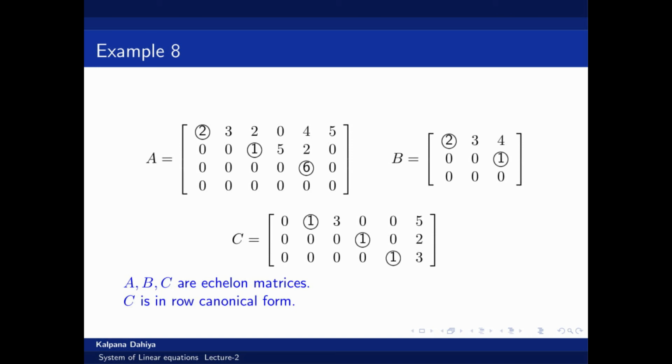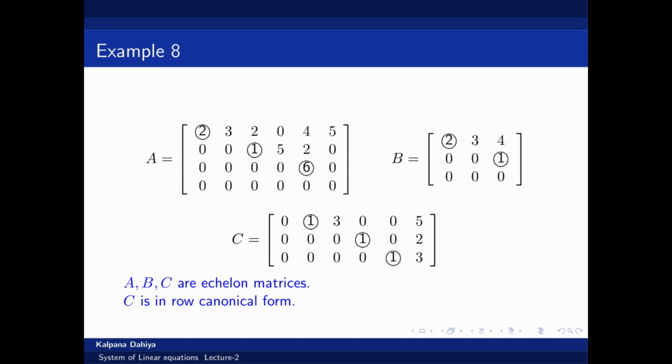Now come to the next example, B. It is a 3 by 3 matrix. It is in echelon form because only the first two conditions are satisfied. Here 2 and 1 are pivot elements, but the third condition of row canonical form is not satisfied. Even the fourth condition is not satisfied. So B is again in echelon form but not in row canonical form.